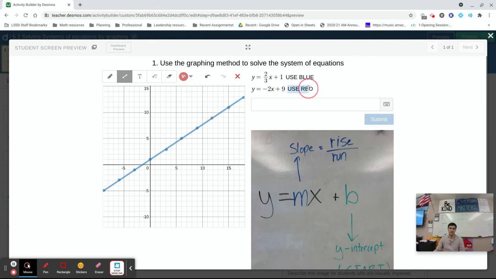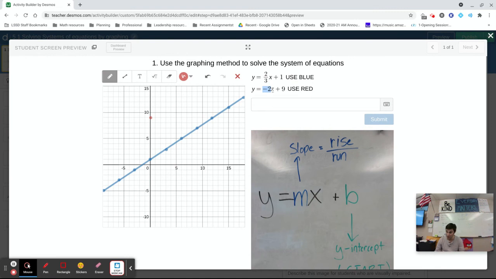So I'm using red for this other line, and I'm starting with that number that is not attached to the x. So I'm going to go up to 9. I'm going to put a point right there at 9. This slope is -2. Remember, the number that's right in front of the x is the slope. Slope is the rise over the run.